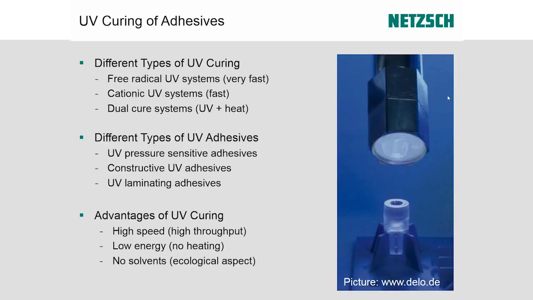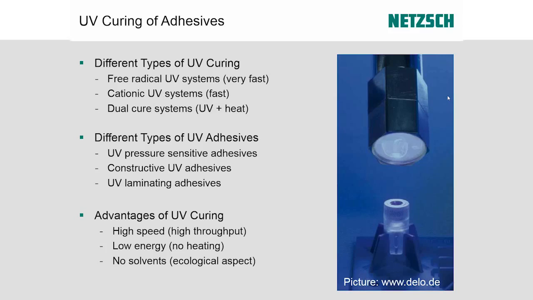Now, there's three standard types of UV curing. There's free radical and cationic, which are quite fast cures. And there's also dual cure systems where you use UV irradiation as well as heat to cause that cure to occur. There are different types of these ultraviolet adhesives as well. So there's constructive UV adhesives, laminating, pressure sensitive, and there's quite a few advantages to using UV curables as opposed to other types of curable materials.